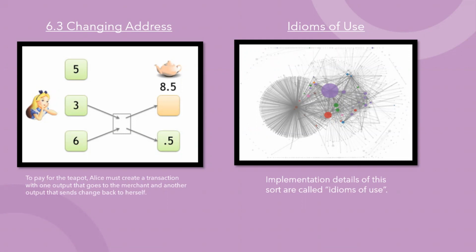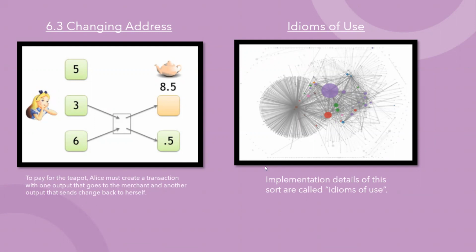To pay for the teapot, Alice must create a transaction with one output that goes to the merchant, another output that sends change back to herself. But the effectiveness of this type of heuristic depends entirely on the implementation details of commonly used wallet software. There's nothing at all preventing wallets from combining transactions, even when not necessary.